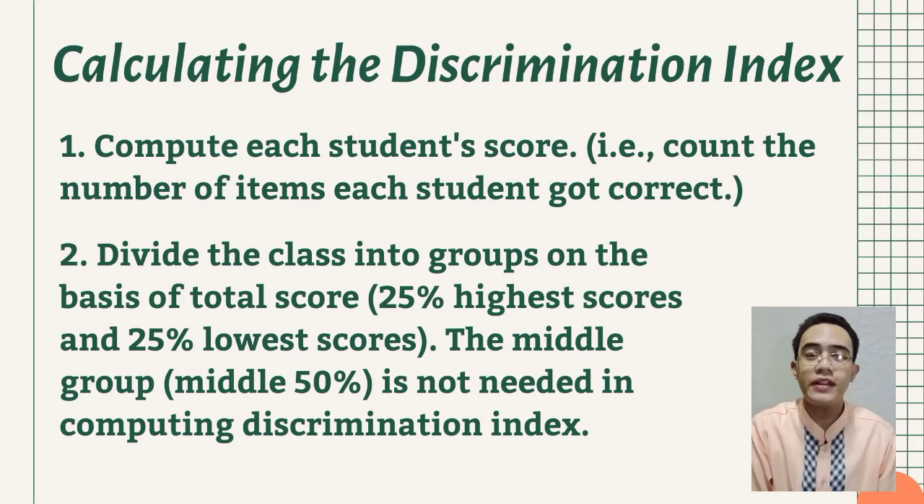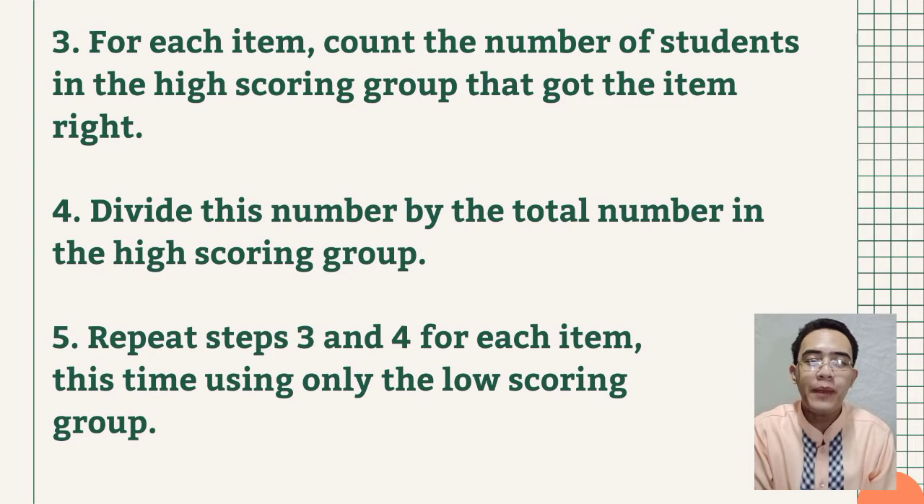First step is to compute each student's score, that is, count the number of items each student got correct. Our second step is divide the class into groups on the basis of total score, 25% highest scores, and 25% lowest scores. The middle group, middle 50%, is not needed in computing discrimination index. Our third step, for each item, count the number of students in the high scoring group that got the item right. Our fourth step, divide this number by the total number in the high scoring group.